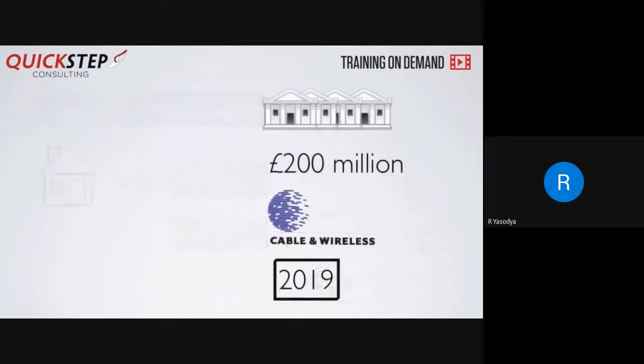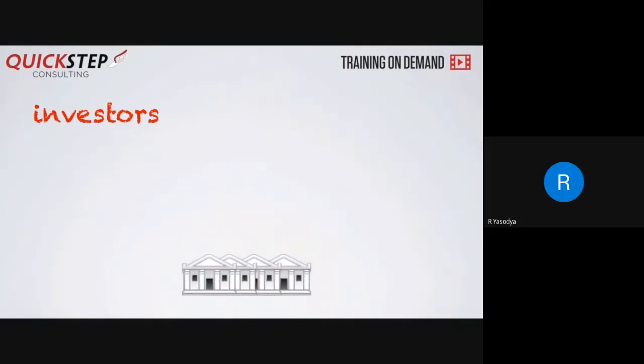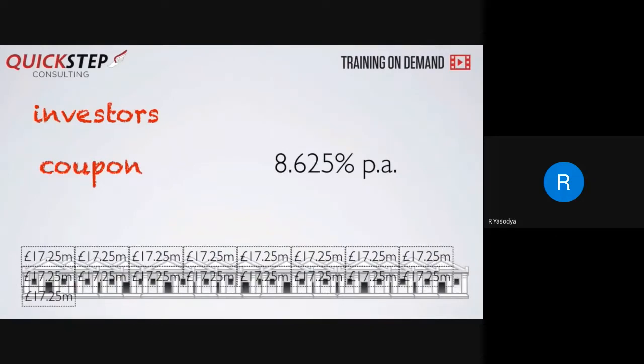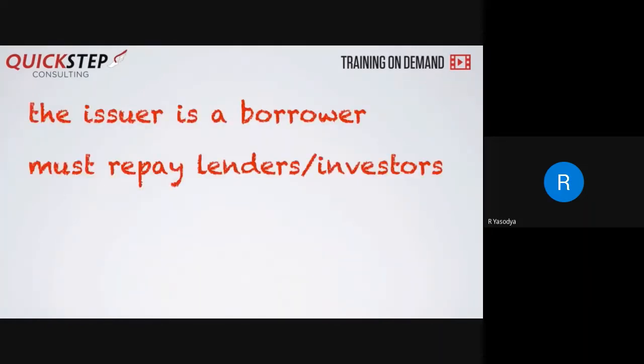What do we know so far? From the perspective of an investor, a fixed income security usually involves receiving the principal amount of the security from the issuer on the maturity date of the instrument. It also usually involves receiving interest income, a coupon, from the issuer at regular intervals until maturity. From the perspective of the issuer, who is a borrower, it must pay the lenders, that is, the bondholders, interest and a return of principal.